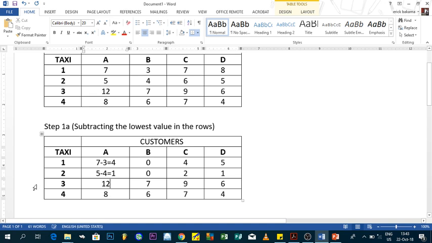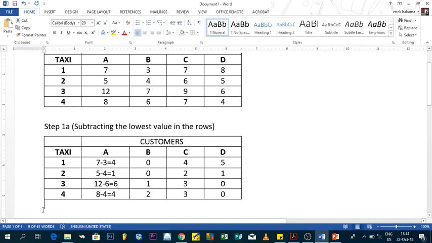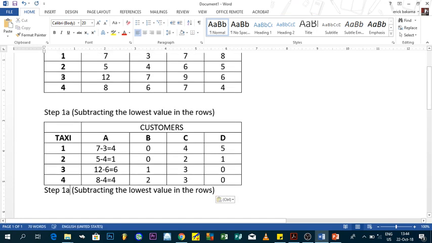Then on this column here, 12 minus 6 gives you 6. 7 minus 6, you get 1. 9 minus 6, you get 3. 6 minus 3, you get a 0. And 8 minus 4, because 4 is the smallest number in the column, you get 4. Then 6 minus 4, you get 2, you get 3, and you get a 0. So step 1a is done and dusted. We go to step 1b, which will subtract the smallest number in the columns.